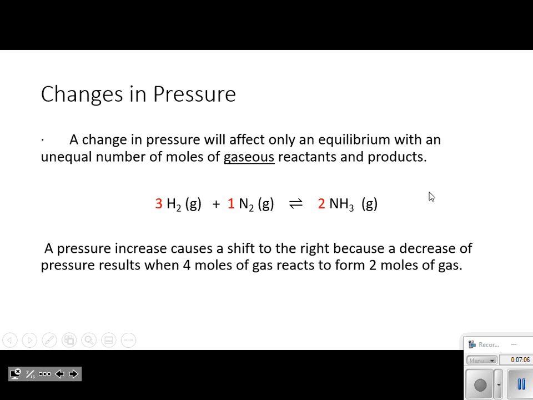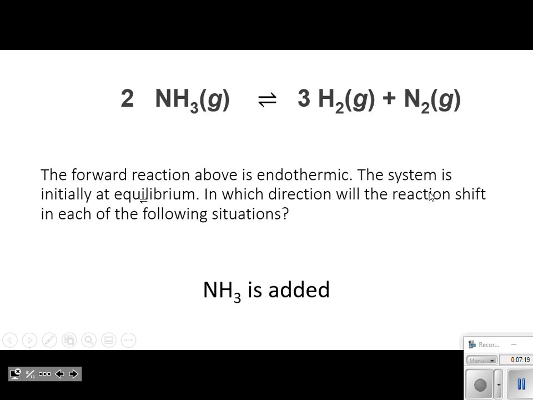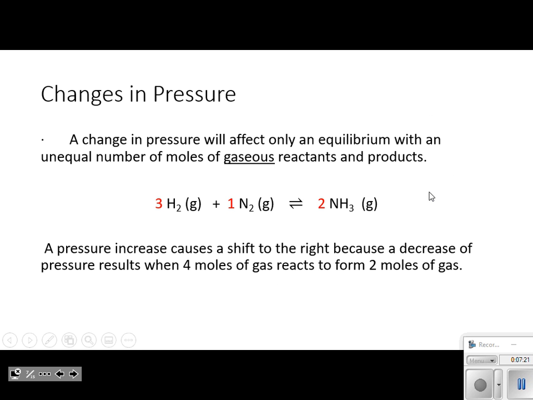Can I say whether it's forward or reverse? Not until I see the equation. Okay? So if I increase pressure, it drives it to the smaller number of moles. So if I decrease pressure, it's going to drive it to the bigger number of moles.